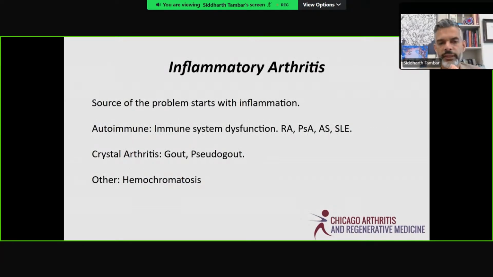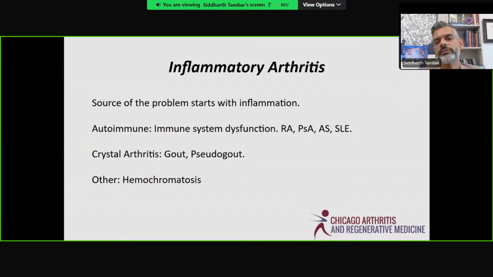So inflammatory arthritis is different than wear and tear or degenerative arthritis. The source of the problem in inflammatory arthritis is inflammation. In autoimmune conditions, the immune system is not working correctly. What I mean by that is that your immune system, which is meant to normally protect you from bacteria and viruses, now for whatever reason is misfiring and is starting to be overly active and is attacking your own body.